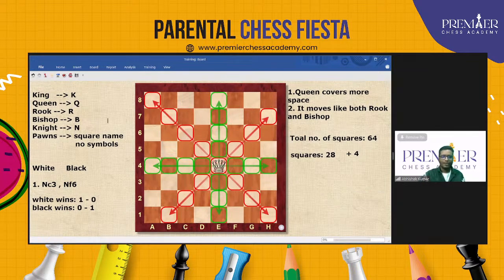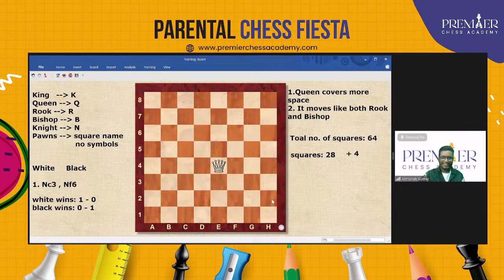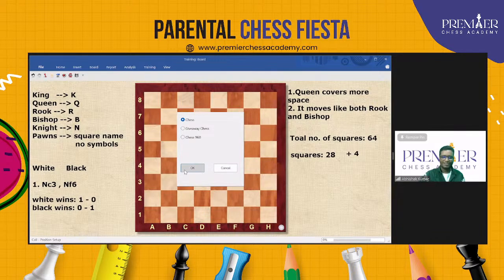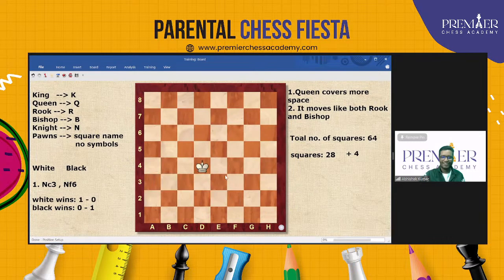Okay. Now let's talk about the king. King is also known as the laziest piece of our chessboard. Could anybody tell me what's the reason? He moves one step forward, backward or sideways. So only one step he moves. It moves only one step.